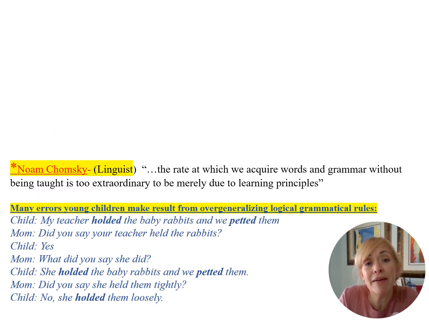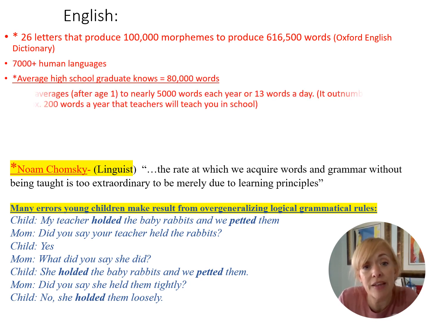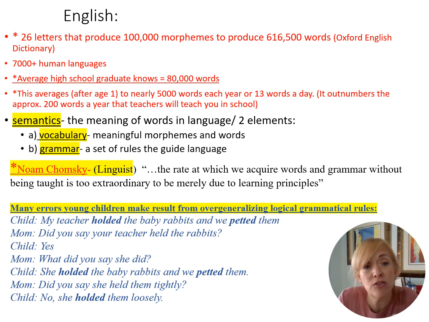So when you talk about English specifically, the English language has 26 letters that produce over 100,000 morphemes. There's over 7,000 human languages. And so that's a lot of language learning very, very fast. Have you ever noticed that? That's a lot. Now, all languages have aspects of semantics. They all have a vocabulary. They all have a sense of grammar, right? How you put the vocabulary together.